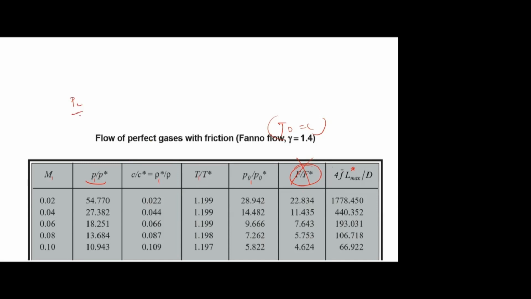Again, what we derived is P2 by P1, T2 by T1, rho 2 by rho 1, P02 by P01 only. But here everything is related as static and sonic. So we will see how to convert the static equation to static and sonic.